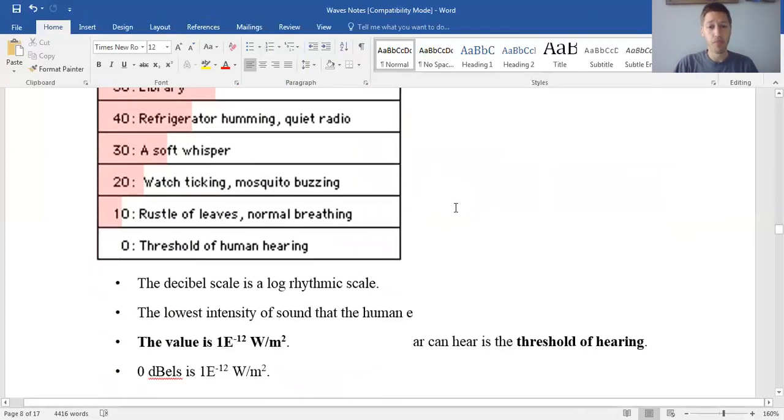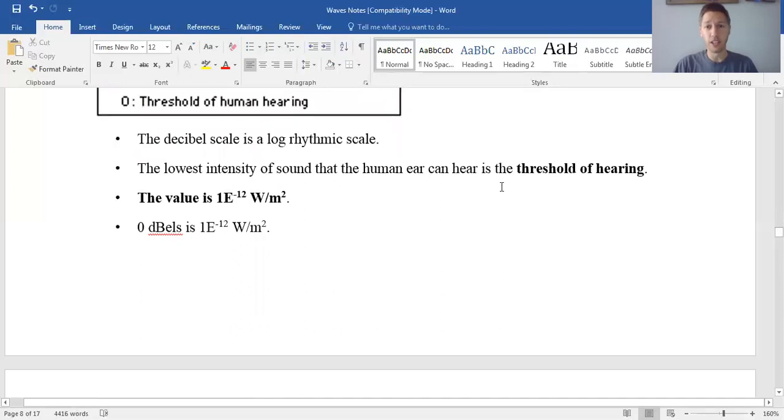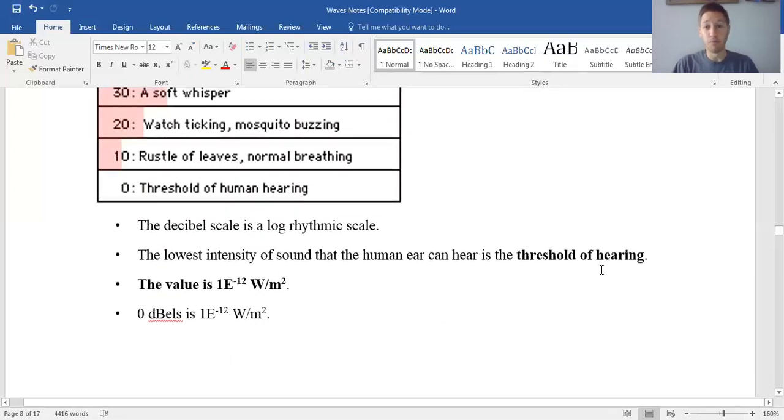Anyway, again, big ideas, it's a log scale. The lowest one, 0 decibels, that's the threshold of hearing.